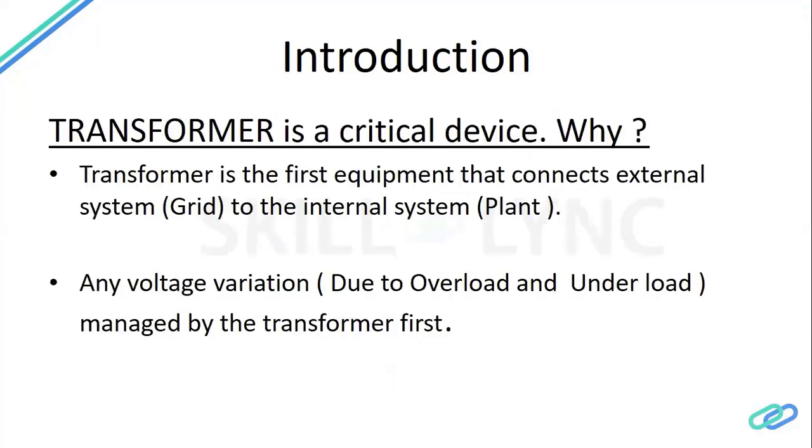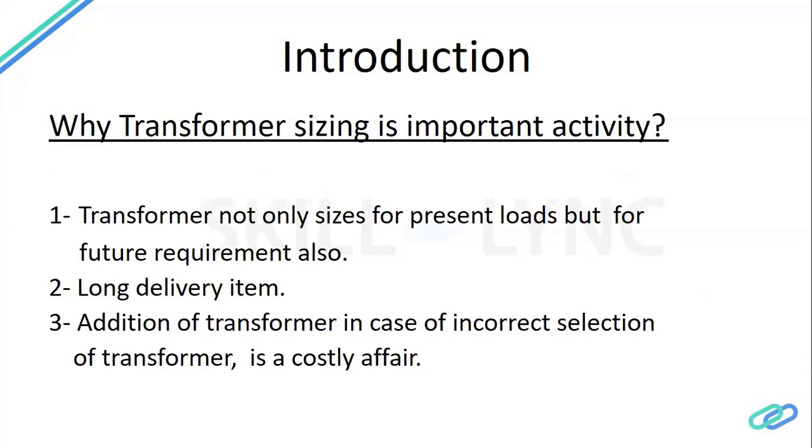So the transformer is a critical device. But why? Because the transformer is the first equipment that connects the external system to the internal system. Like if you have a plant, any plant, and you're getting supply from the power grid, the transformer is the first equipment that gets the power supply from the grid. So basically the transformer handles all the disturbances from inside the system and outside the system. And the transformer is also the device which tries to handle the voltage variation due to overload and underload, so your power system will not be disturbed. So transformer sizing is an important activity.